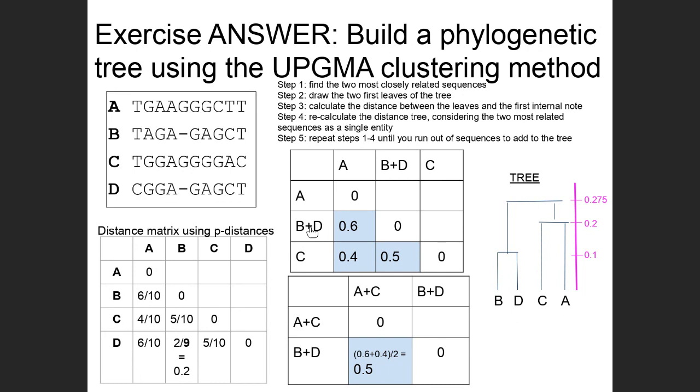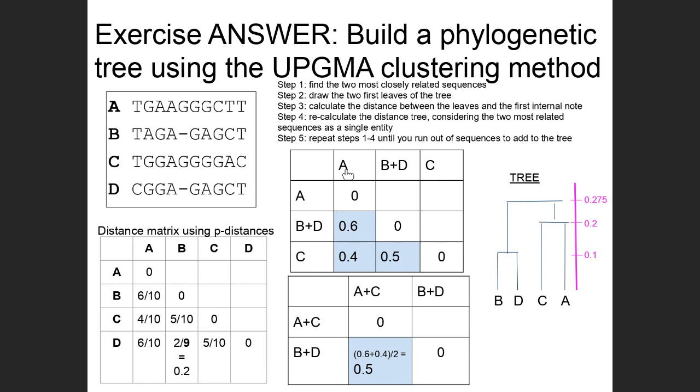The distance between B and D and A is the average of the distance of A and D and B and A and D. So this 0.6 came from B and A, which was 0.6, and D and A, which was 0.6. Conveniently, the average of 0.6 and 0.6 is 0.6.